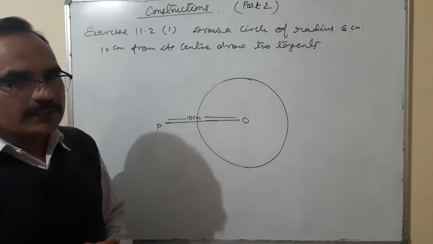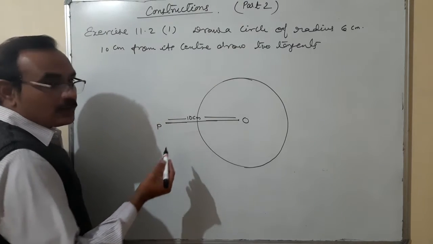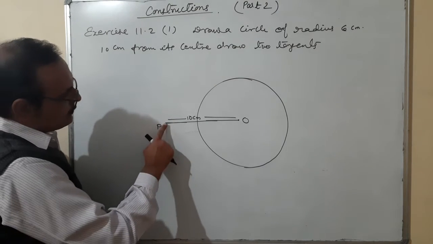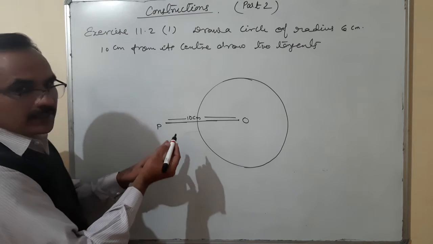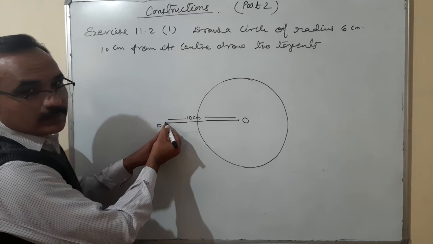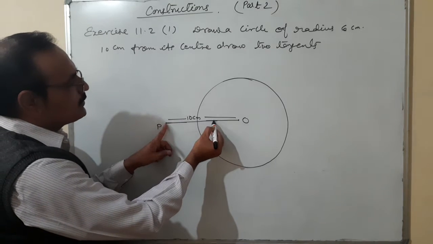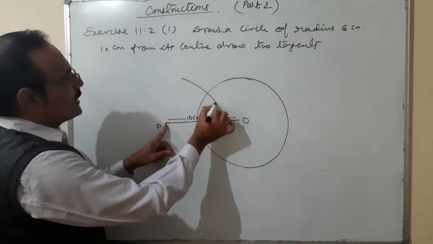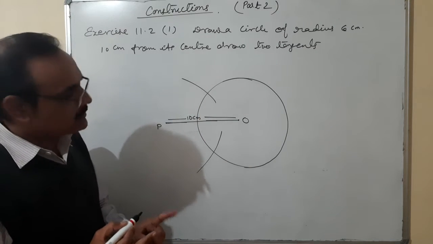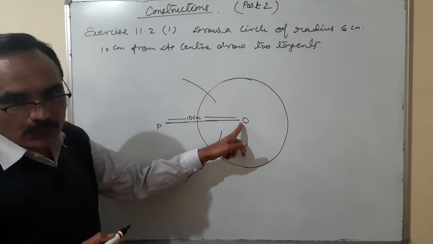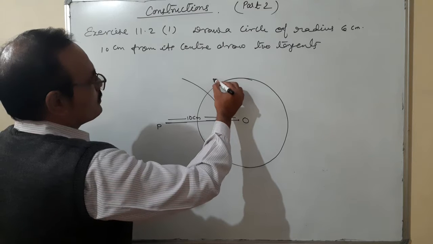How to draw two tangents to the circle? For this, we'll have to draw a perpendicular bisector of PO. How to draw the perpendicular bisector of PO? Placing the needle point of the pair of compass at P, open the radius to more than half of PO, and draw two arcs on either side of PO. Having the same radius, placing the needle point at O, cut these two previous arcs.